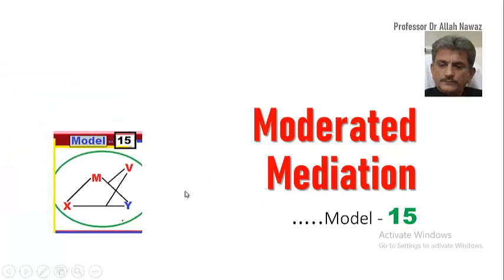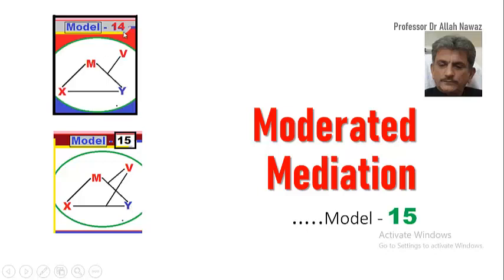Model 15 is graphically like that; it is affecting the path M to X and X to Y relations. In our last video, we used Model 14, which helps in computing the statistics of impact by a moderator on the path B only. But in this Model 15, the impact of the moderator will be computed on path B as well as path C prime.